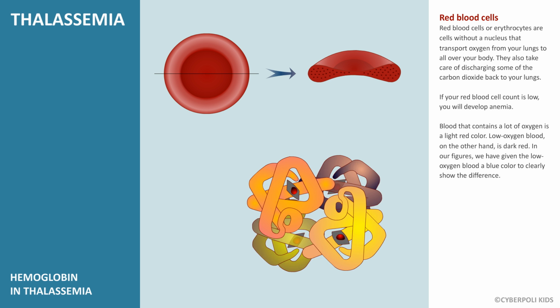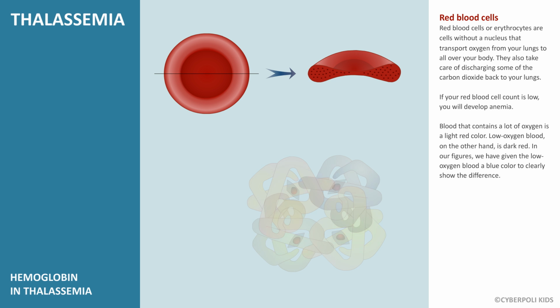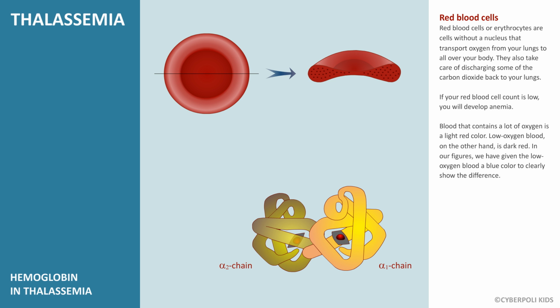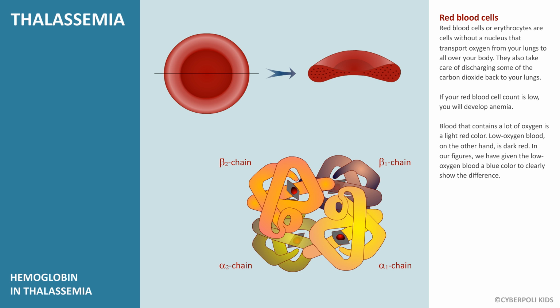Erythrocytes contain a red pigment that is called hemoglobin. The hemoglobin in red blood cells is composed of 4 protein chains with an iron atom that can bind oxygen. Hemoglobin is mainly made up of 2 alpha globin chains and 2 beta globin chains. This is hemoglobin A1.